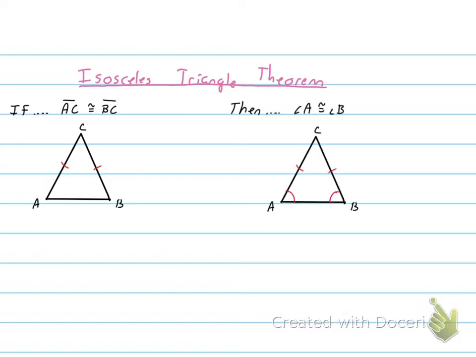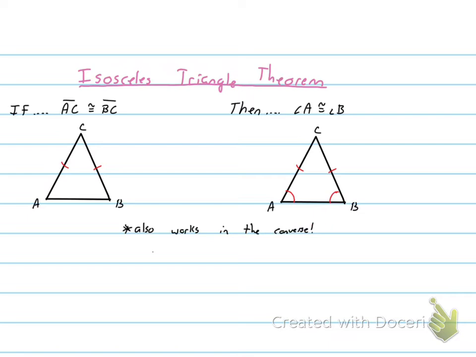So this is going to lead us to a new theorem that we can use in some proofs called the isosceles triangle theorem. So if we have a triangle and if we know that AC is congruent to BC, then we can assume that angle A is congruent to angle B. So if we have two congruent sides, we can assume that those base angles are also congruent.